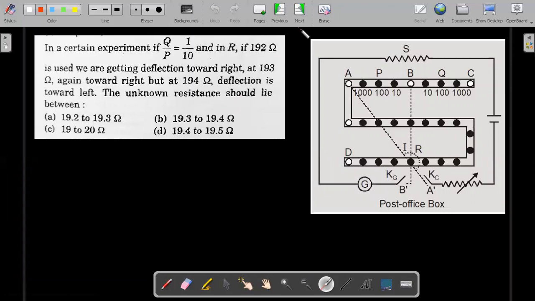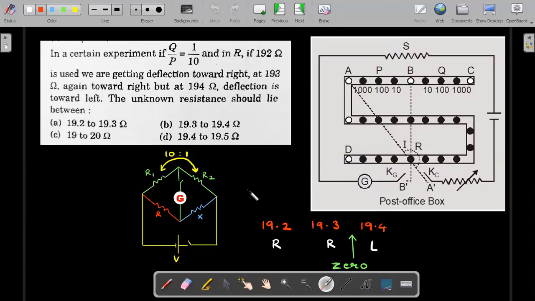Okay, so pause, do, and then move. Okay, so this is the solution. This is 10:1. Remember, p by q is 10:1, so r by x is also 10:1. So x is therefore whatever you get for capital R divided by 10. If you write it down, it's very clear in that manner.